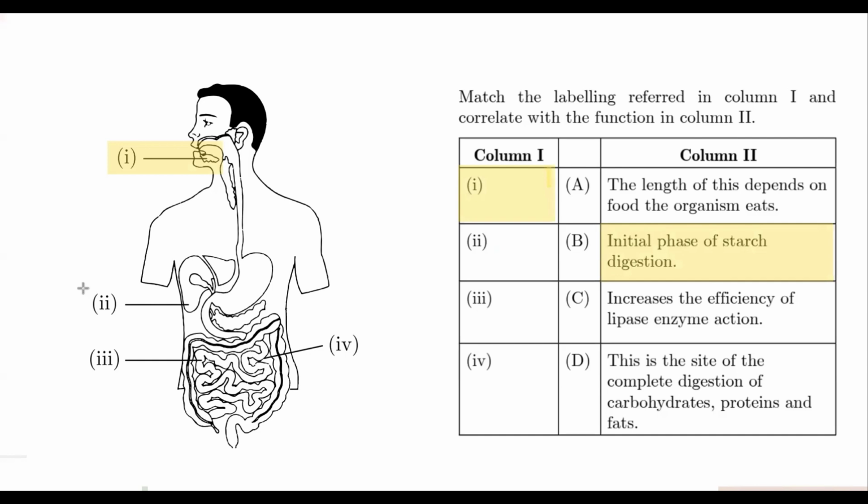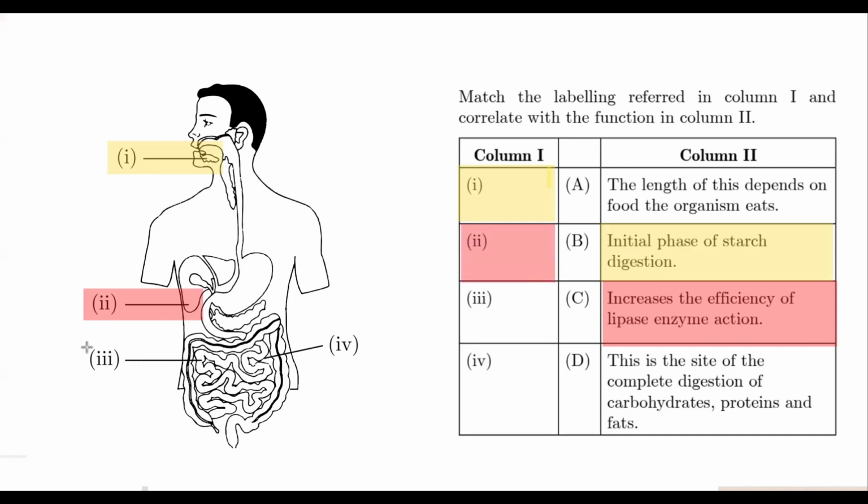The next, as I see, is the liver, and the liver secretes bile juice. What does bile juice do? It breaks down large fat globules into small ones. That means emulsification of fat, and emulsified fat is acted on by the enzyme secreted by the pancreas called lipase, which helps in the final digestion of the food.